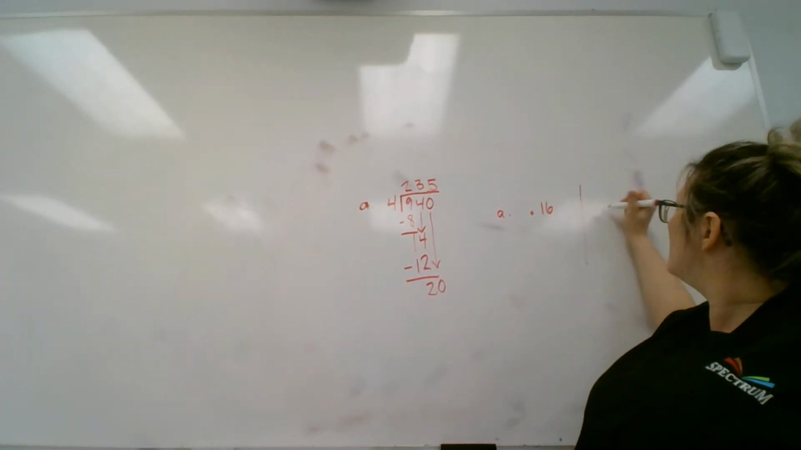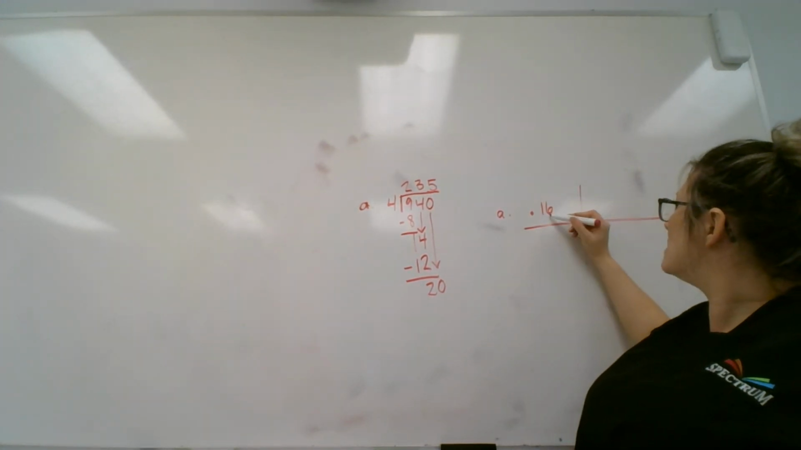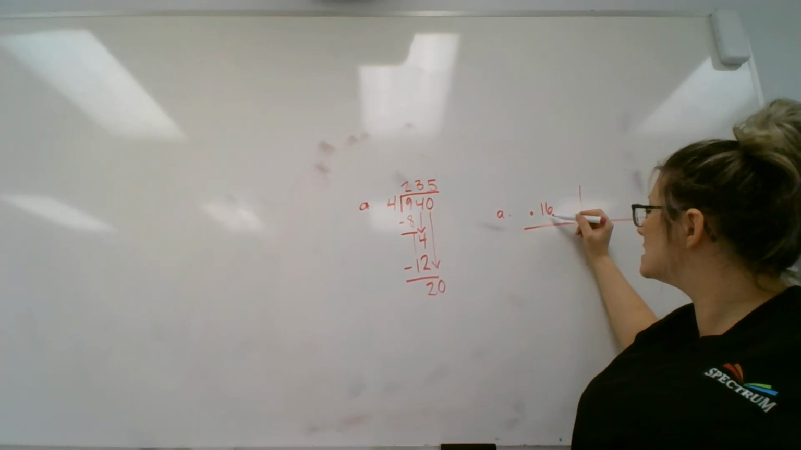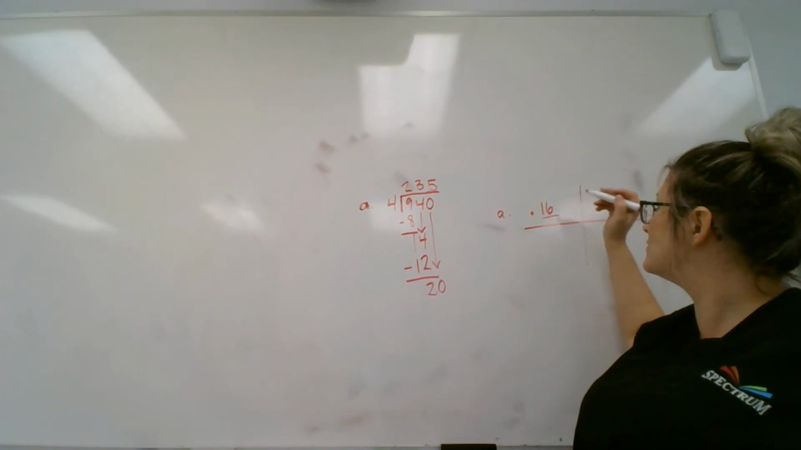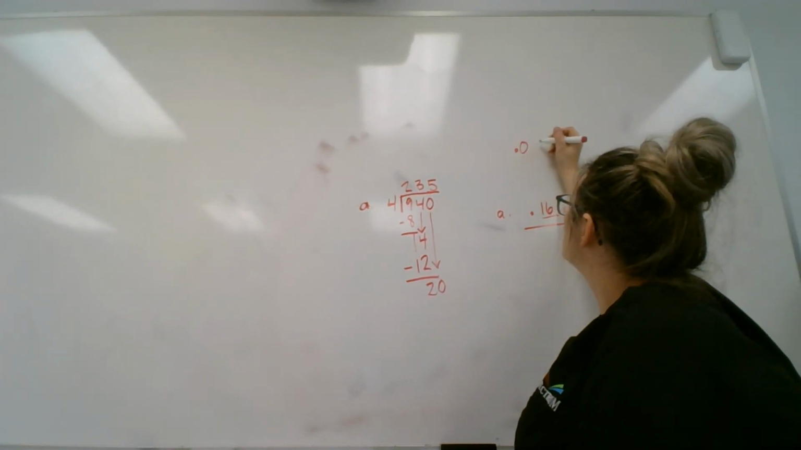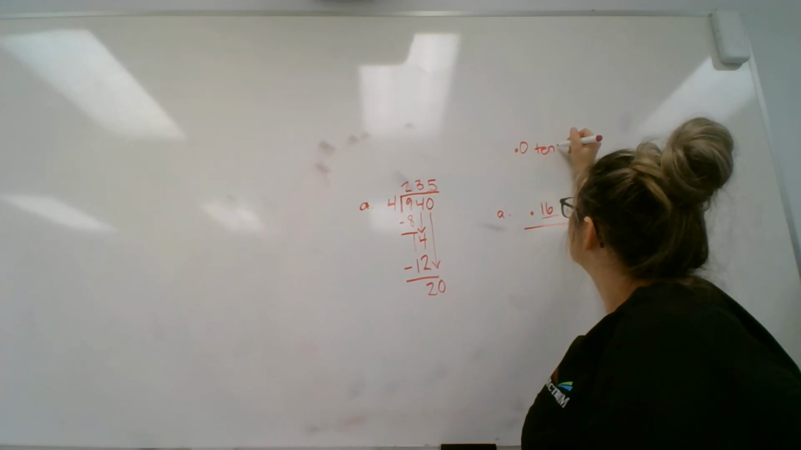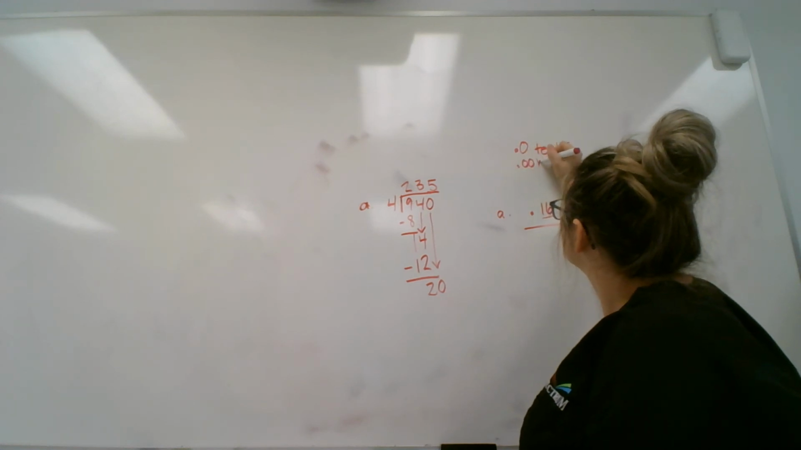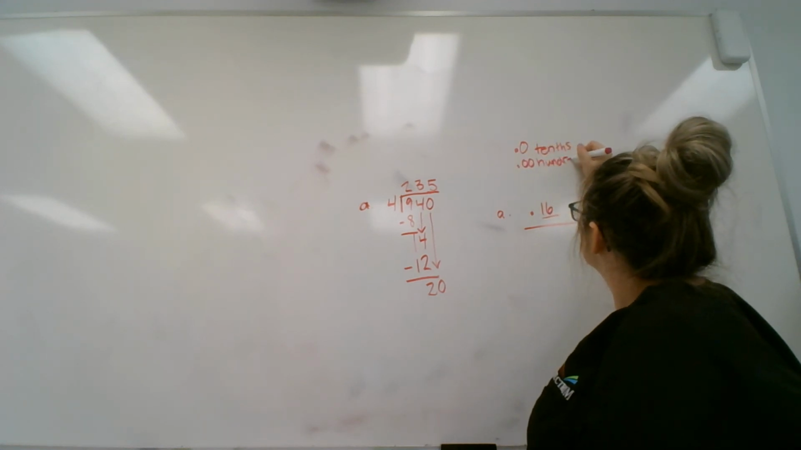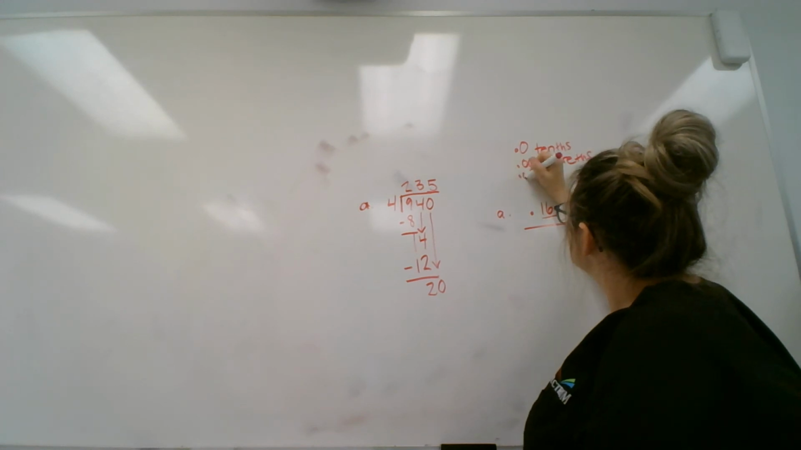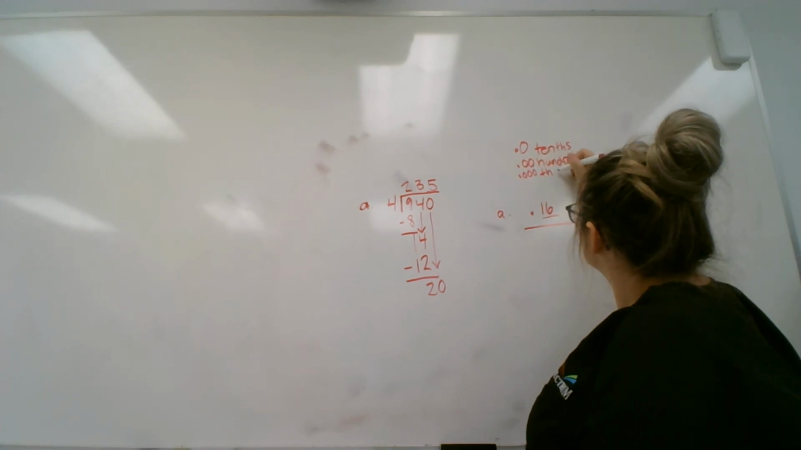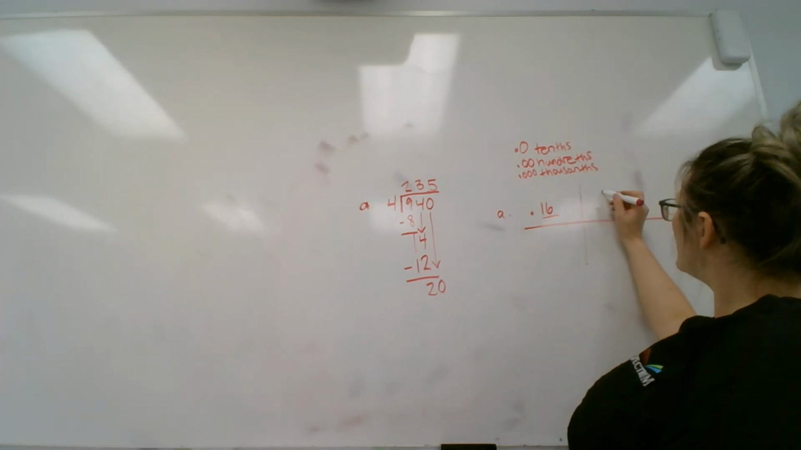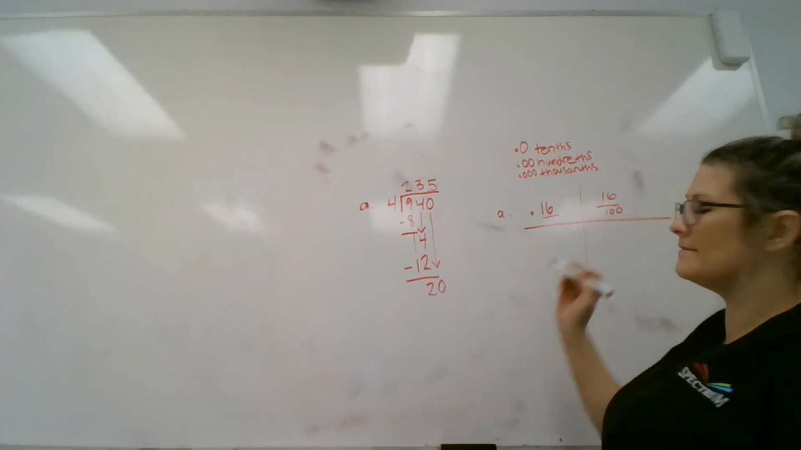0.16. How do I show that as a fraction? 0.16 is hundredths, because it's got 2 digits after the dot. Remember, 1 digit after the dot is tenths, 2 digits is hundredths, three digits is thousandths. All right, so I would write this as 16 over 100.